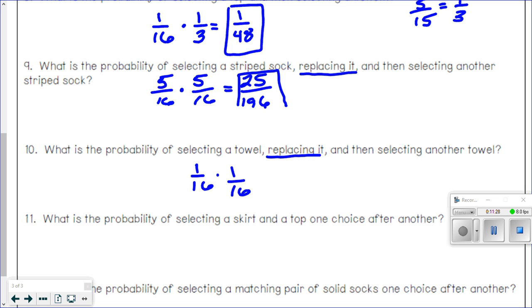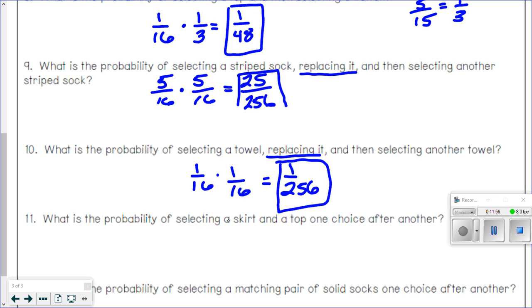Let me check 16 times 16. Is that really 196? Doing that in my head, but no, I'm not so sure. No, it's 256. So let me go back up here. Sorry about that. 256 for 16 times 16. And so what we're looking at here is 1 over 256.